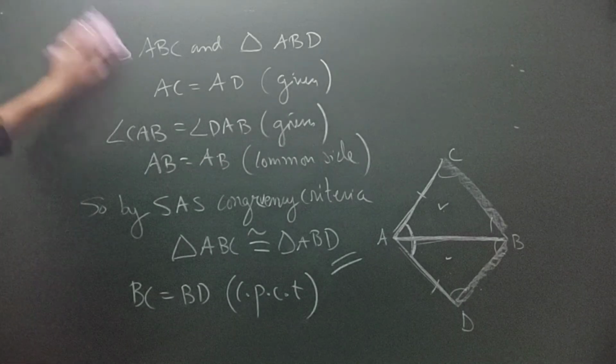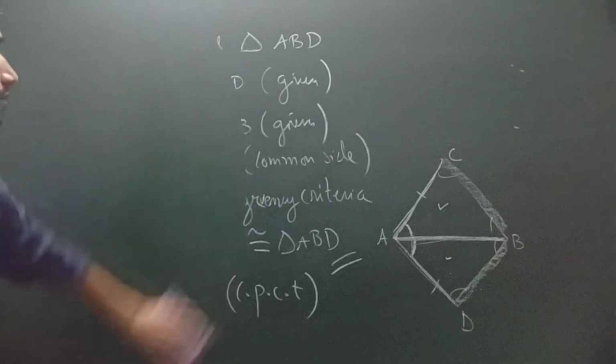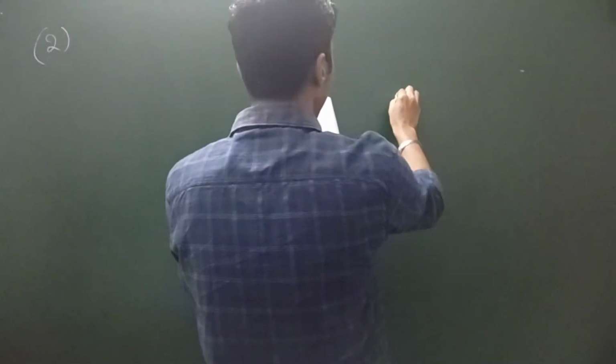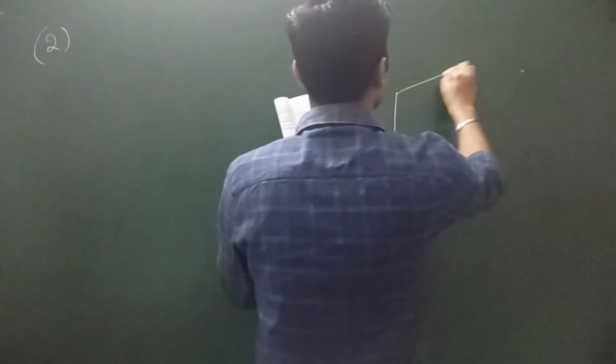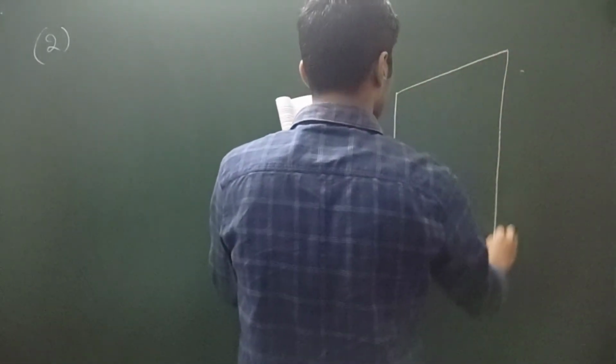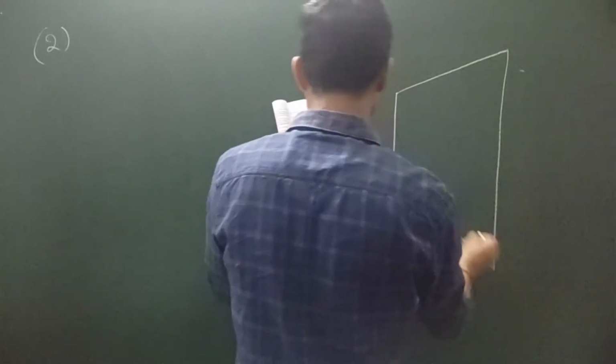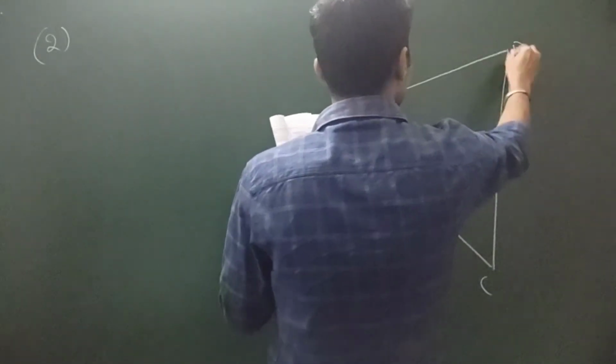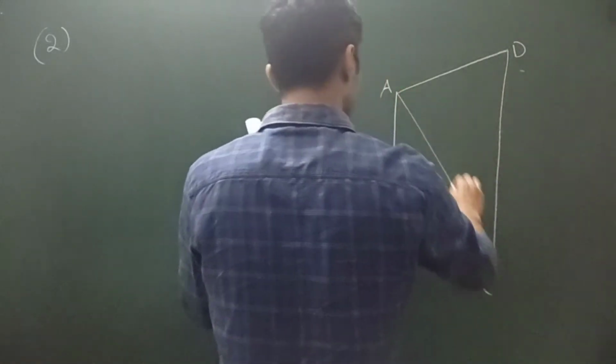Okay. Let's move to the second question now. Chalo, pick up your textbook. Find out the question. What is the question? Chalo. I'll not write the question. I'll just draw the figure. It's from the NCERT textbook.